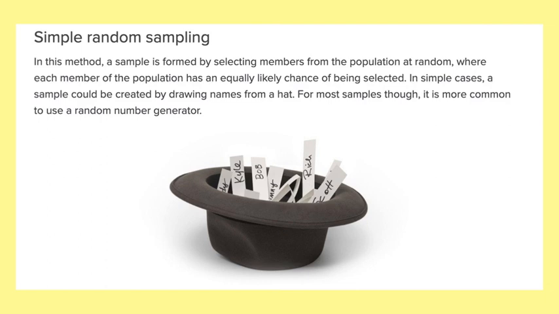Sampling method 1. Simple random sampling. In this method, a sample is formed by selecting members from the population at random, where each member of the population has an equally likely chance of being selected. In simple cases, a sample could be created by drawing names from a hat. For most samples, though, it is more common to use a random number generator. The sample is random in order to stop bias.